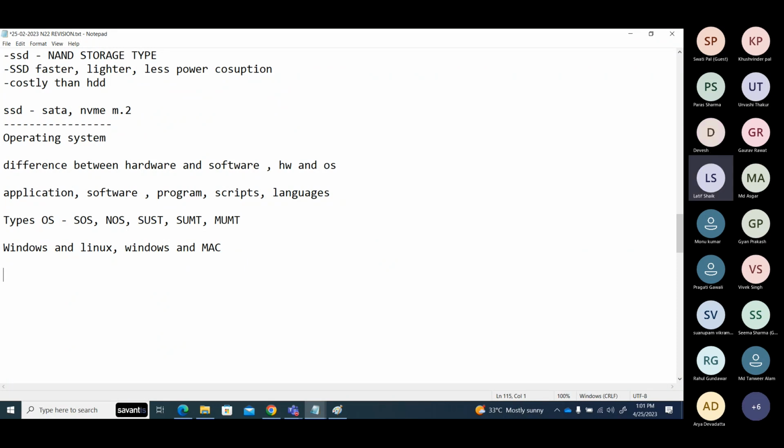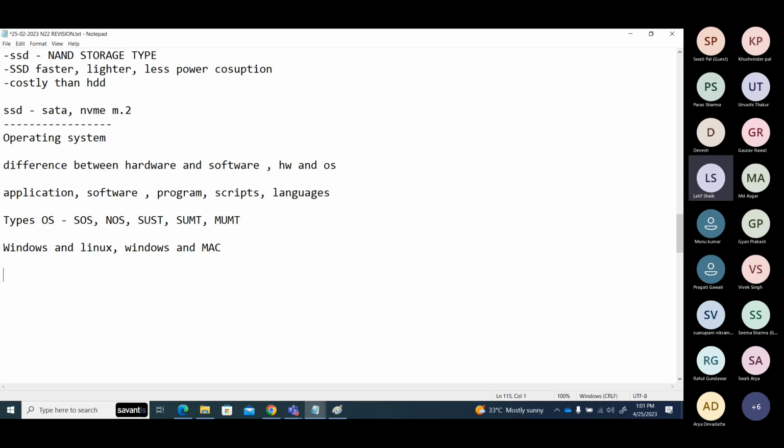Linux is CLI based operating system. Excuse me, sir, yeah, tell me. So Linux is open source. Anybody can use Linux, is it open source? Windows is not open source, it is proprietary.